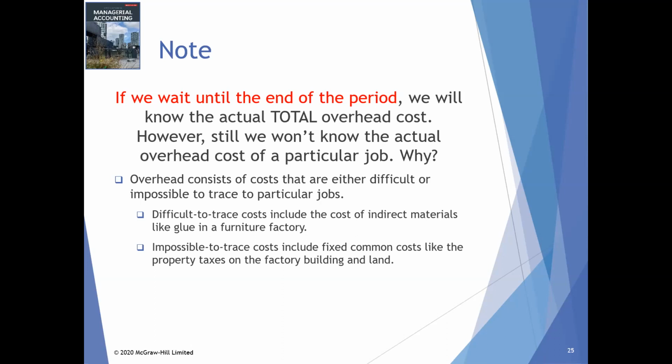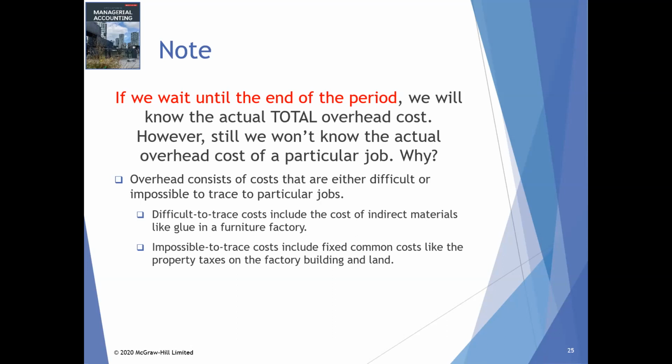Impossible to trace costs include fixed common costs, like the property tax on the factory building and land. Maybe there is $5,000 property tax for that particular factory building at the time of production. How will that property tax be added to which part? Maybe creating some chairs or tables or a couch, maybe a dining table, or some other things like a carpet or a computer table. It will be very difficult. Not difficult, it is impossible to trace, right?